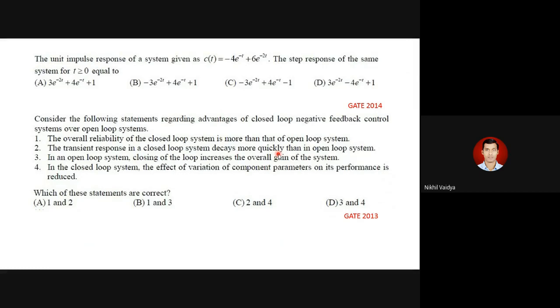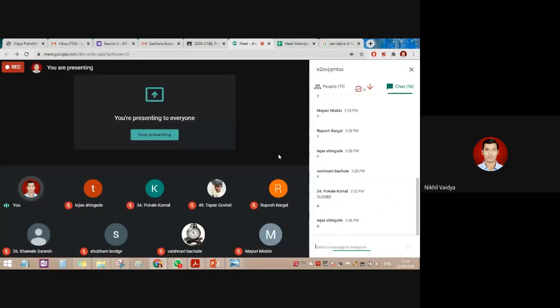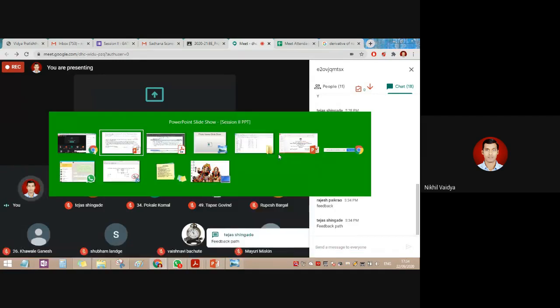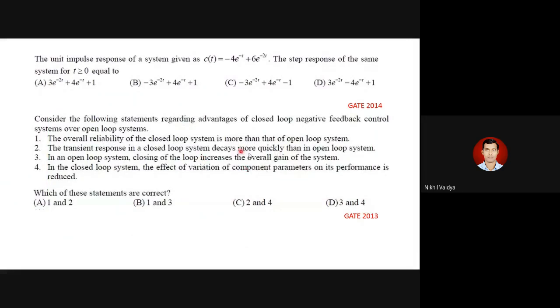Can any one of you tell why the transient response will decay more quickly in closed loop system? Because of presence of what? What is present in closed loop system which is not present in open loop system, which can minimize the errors coming in the system? Exactly, Rajesh. It is feedback. Wonderful, Tejas. It is feedback only, because of which we can decay whatever errors are coming in the system, which cannot be recognized in the open loop system. Okay, so this is the second question. Now we will move to the third one.